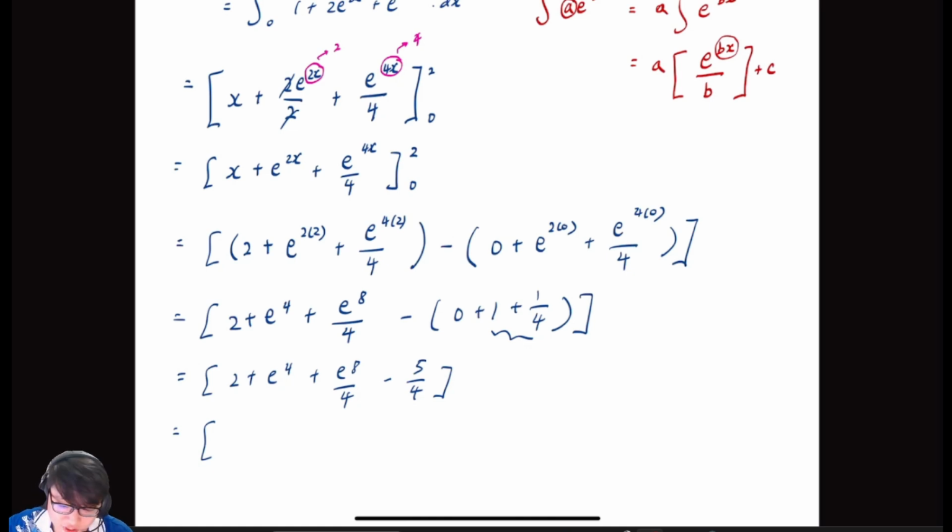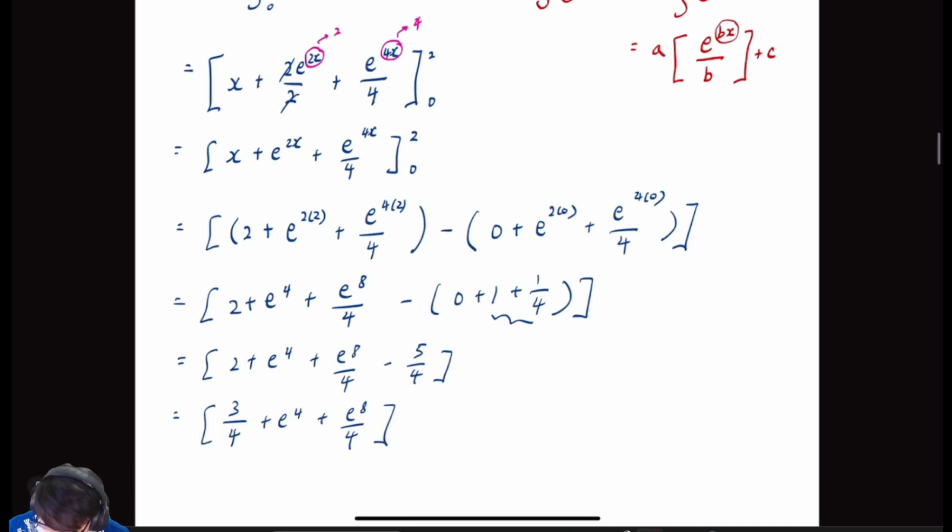At this point the calculator will not be available, but I'll fix it after the next question. So 3 over 4 plus e to the power 4 plus e to the power of 8 over 4. I guess that's the only way you can write it in exact form. You can't really do anything more here, so just leave your answer like this, and you're going to get 5 marks.